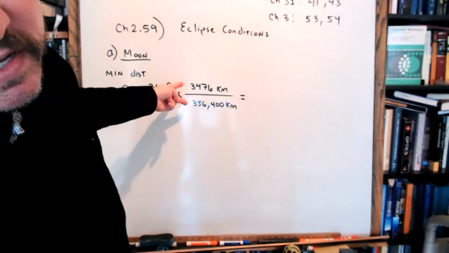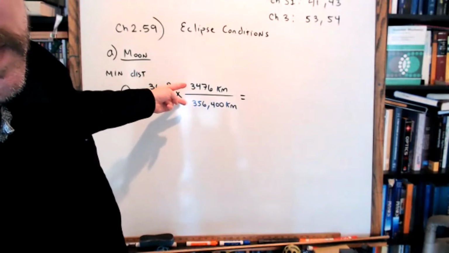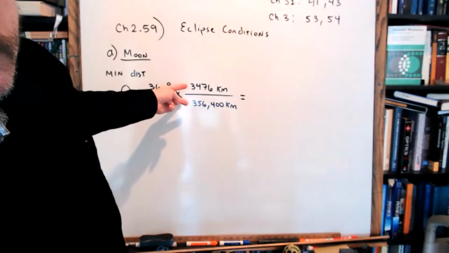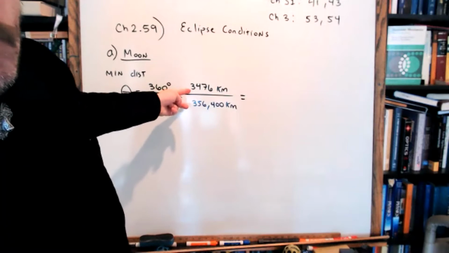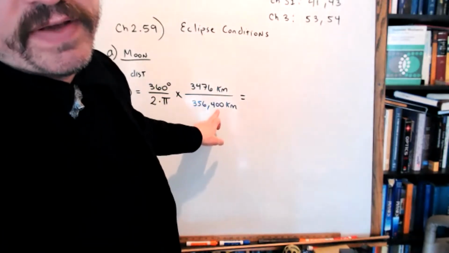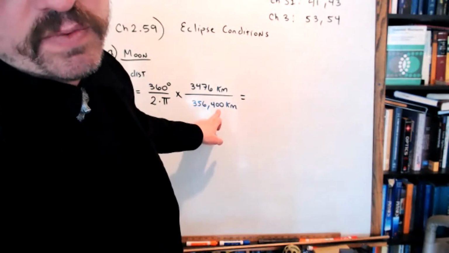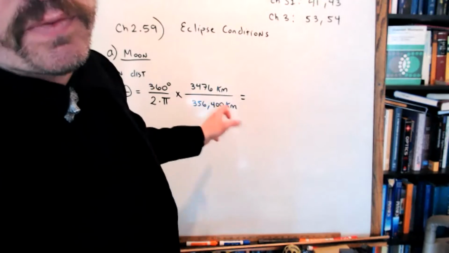Can you guys tell me how many significant figures the top and bottom number have? Four and four. These two zeros are not significant figures. The 3, 4, 7, 6 are all significant. The 3, 5, 6, 4 are significant.